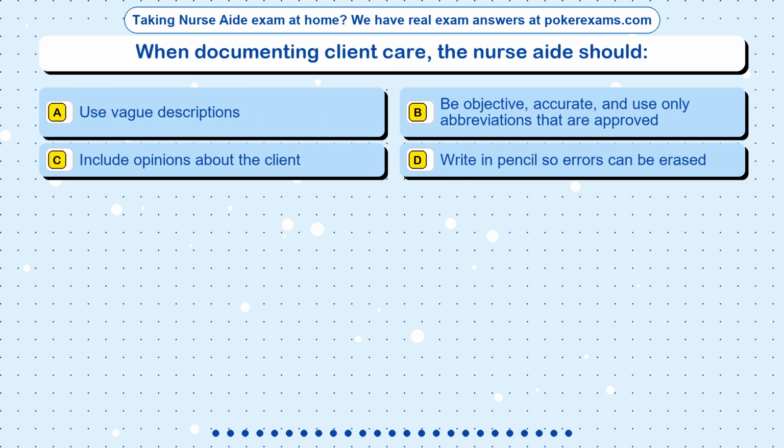Question 22. When documenting client care, the nurse aide should: Option A, use vague descriptions. Option B, be objective, accurate, and use only abbreviations that are approved. Option C, include opinions about the client. Option D, write in pencil so errors can be erased.